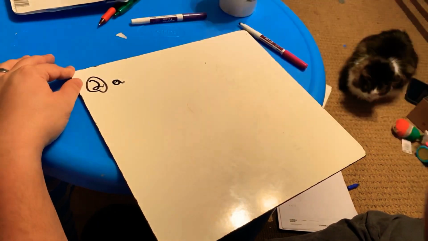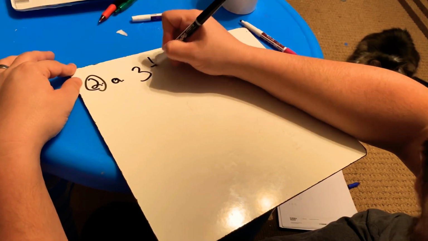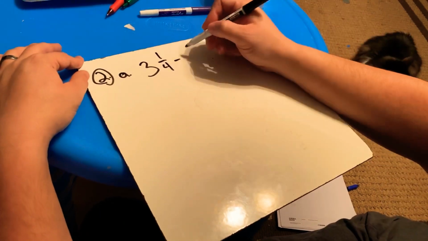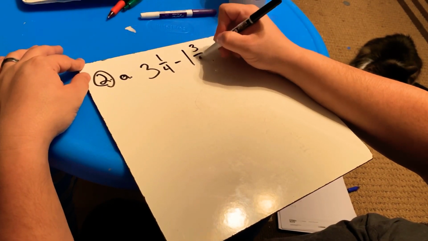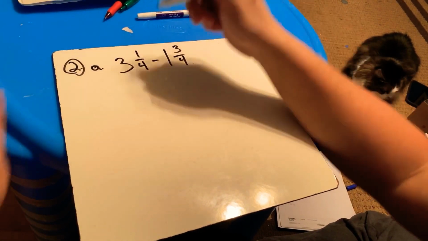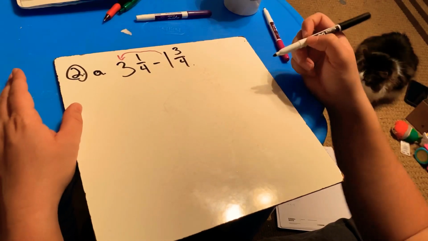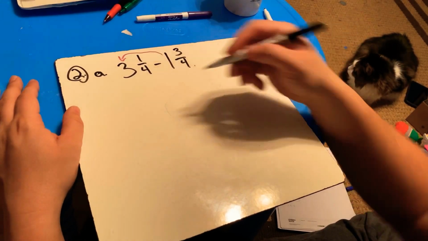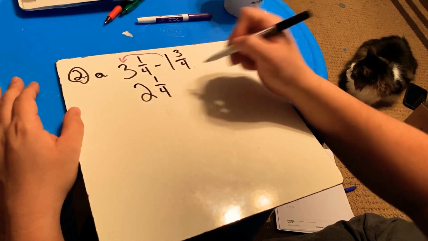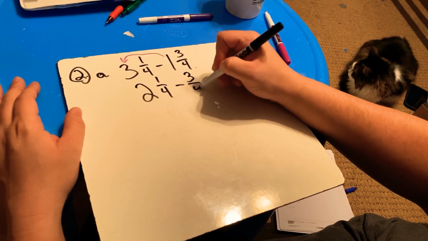2A says 3 1/4 minus 1 3/4. Well, you know those instructions said to subtract my whole number first. So they want me to subtract this 1 from this 3. Well, what is 3 minus 1? Well, that's going to leave me with 2. And now I've got 2 1/4 minus, well, that's already gone, 3/4.